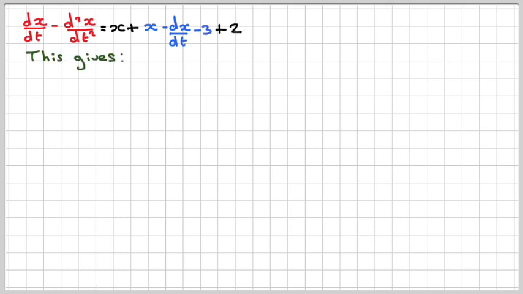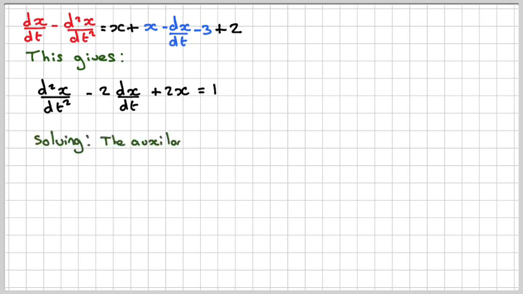This will give, if you rearrange it, a second order differential equation as d squared x over dt squared minus 2 dx/dt plus 2x is equal to 1. We're now going to solve this. So first of all, we're going to find the auxiliary equation. We're going to find a complementary function and a particular integral because it's not equal to 0. So using lambda, we're going to have lambda squared minus 2 lambda plus 2 is equal to 0.